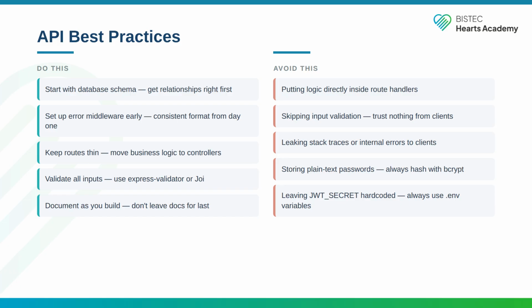What to avoid? Don't put business logic directly in route handlers. Don't skip input validation. Assume every incoming request could be malicious. Don't leak internal error messages or stack traces to clients. Log them server-side and return a generic error to the client. Never store plain text passwords, and never hardcode your JWT secret or database credentials in your source code.